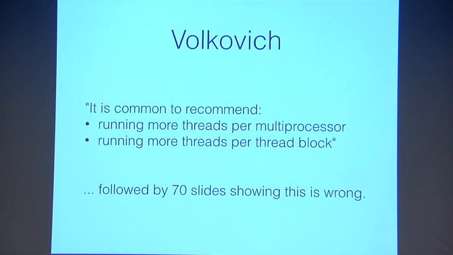Few people read this. It's really interesting, especially if you're in the GPU world. As I've been doing in this class, I've been recommending, all right, run more threads per multiprocessor. That's how we hide latency on the GPU. We don't have caches, so we have a lot of threads. When one thread can't do work because it's waiting on memory, if you have a lot of threads resident, you can switch to something else. And run more threads per thread block, which also allows some latency hiding. And then he has like 70 slides showing why this is entirely wrong in a lot of cases.